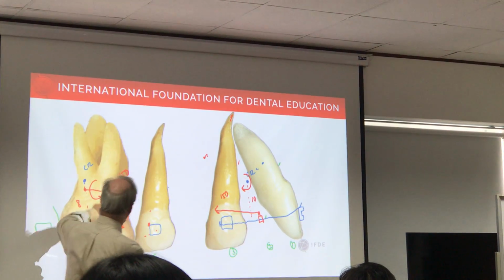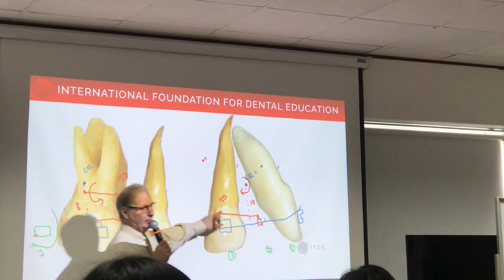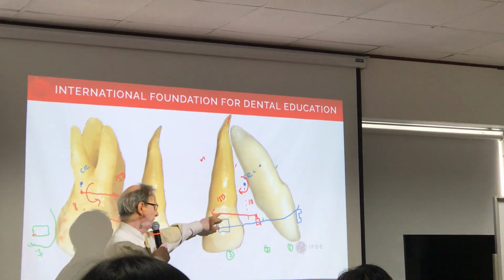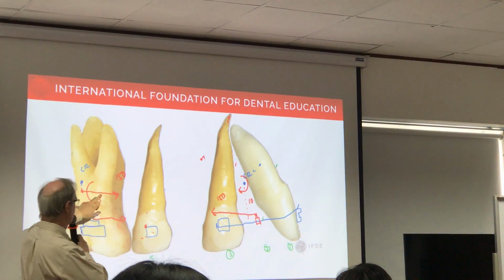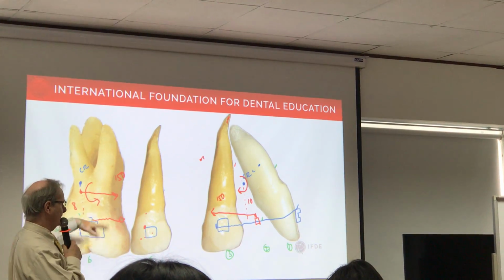You can't really change this force because it's the same and opposite to this force. So if I put a bigger force here or a smaller force, I get the same here. What else can I change?